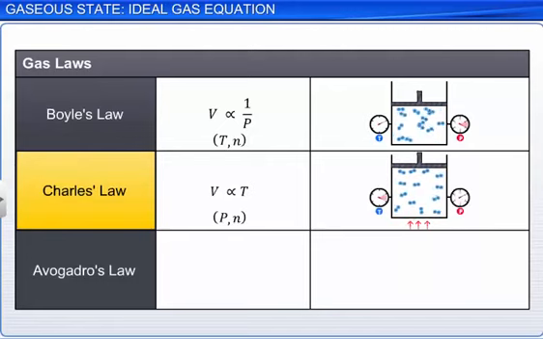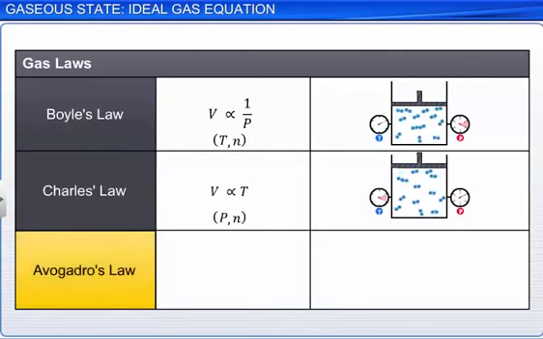Avogadro's law describes the relationship between volume and number of moles. It states that at constant pressure and temperature, the volume of a gas is directly proportional to the number of moles present in the gas.